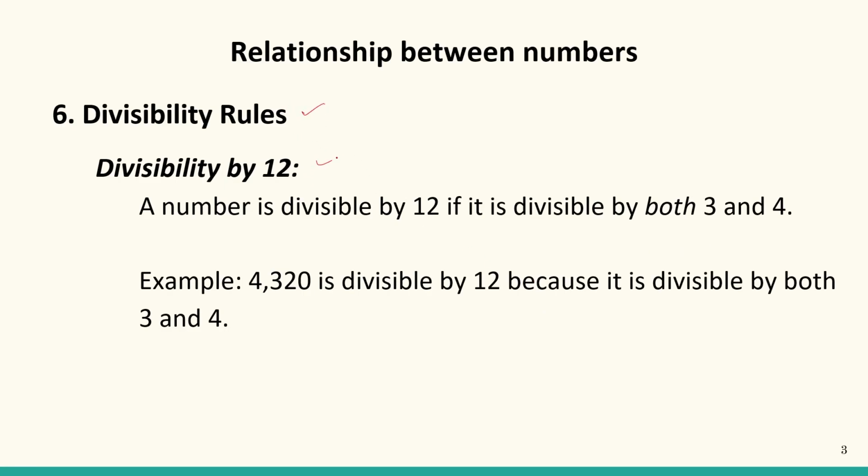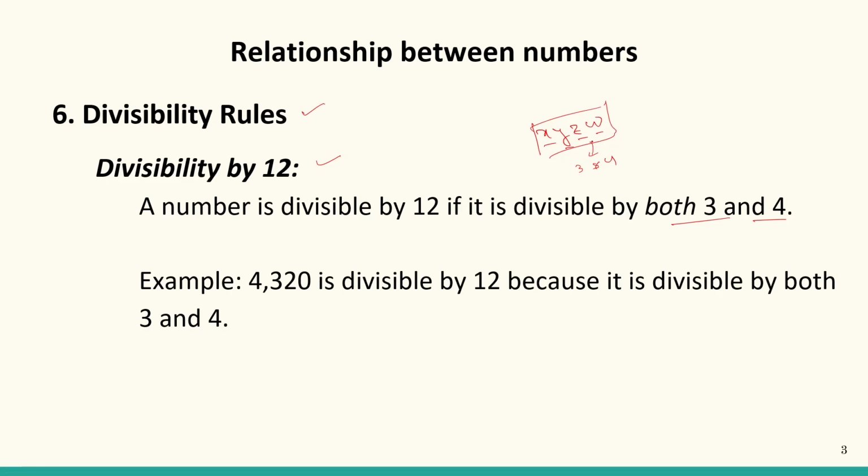Divisibility by 12. When can we say that a number is divisible by 12 or not? A number is divisible by 12 if it is divisible by both 3 and 4. So if you are given a number xyzw, where w is the unit digit, then z the tens digit, y the hundreds digit, and x the thousands digit, how can you say whether this number is divisible by 12 or not? You need to see whether it is divisible by 3 and 4 or not.